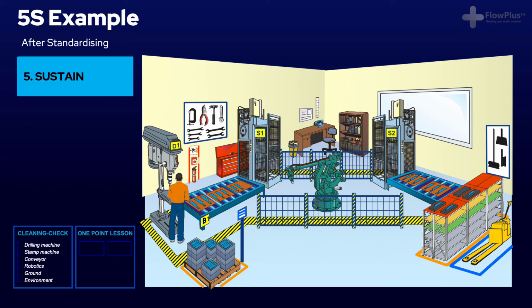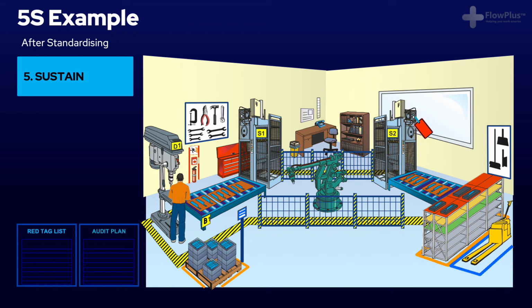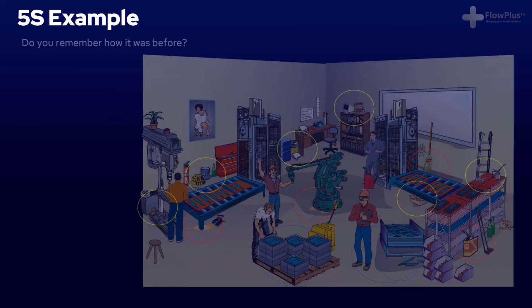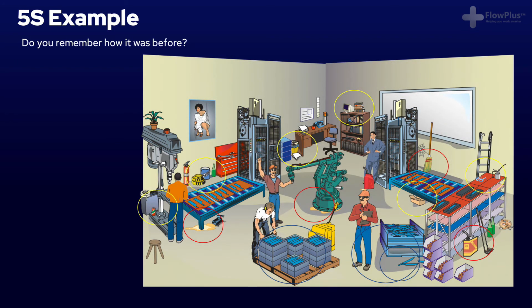In a dirty environment where rubbish is everywhere, things aren't visually managed, and dust covers everything, it becomes very hard to identify these abnormalities. Let's compare what it looked like before 5S and after 5S. A big difference.